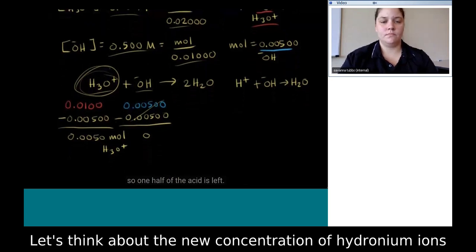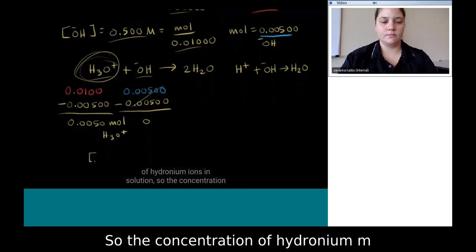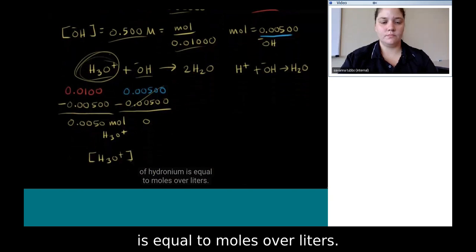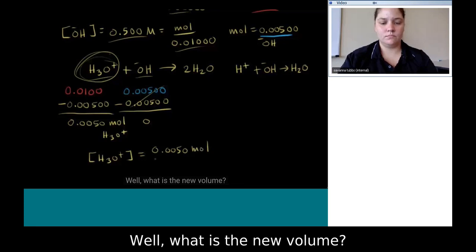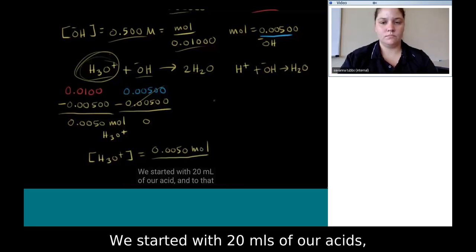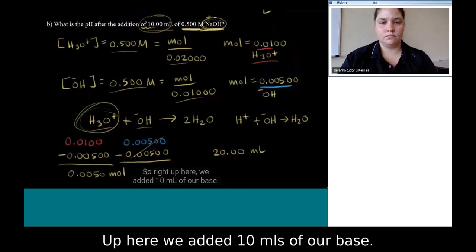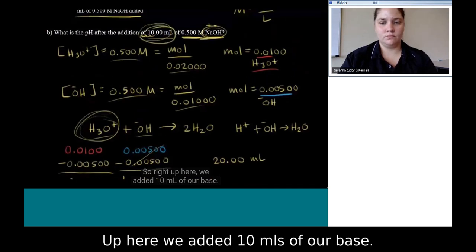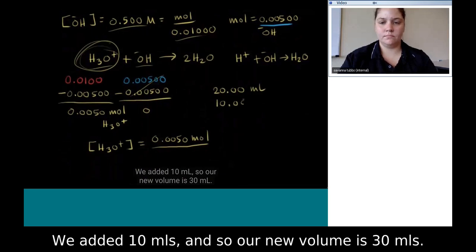Let's think about the new concentration of hydronium ions in solution. So the concentration of hydronium is equal to moles over liters. That would be 0.005 moles of H3O plus. Well, what is the new volume? We started with 20 mLs of our acid, and to that we added 10 mLs of our base. So right up here, we added 10 mLs of our base. So the new volume is 30 mLs. We added 10 mLs, and so our new volume is 30 mLs.